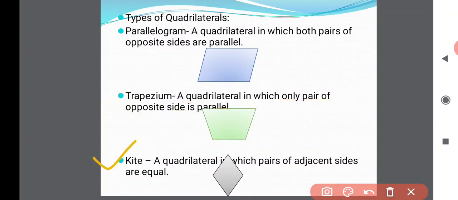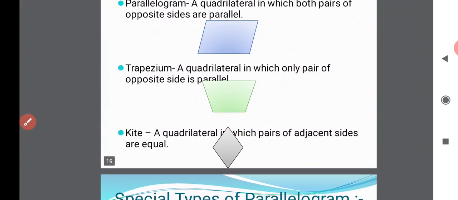Now the third type is kite. Kite is one in which pairs of adjacent sides are equal, meaning the above two adjacent sides are equal and the below two adjacent sides are equal, and opposite sides are not parallel.